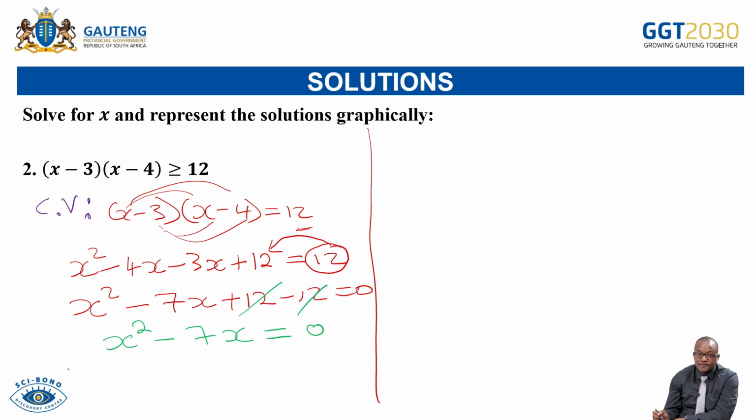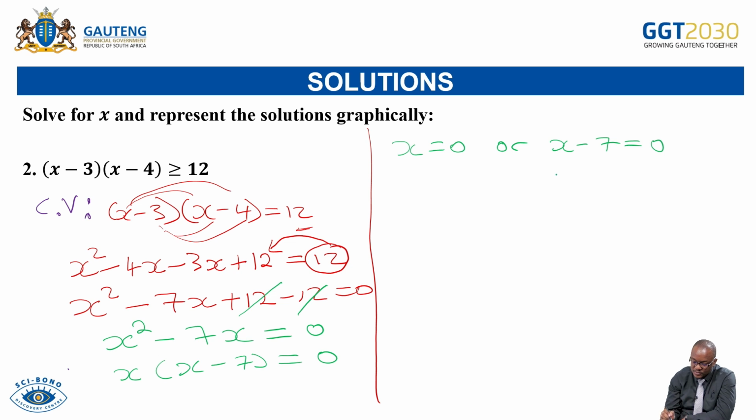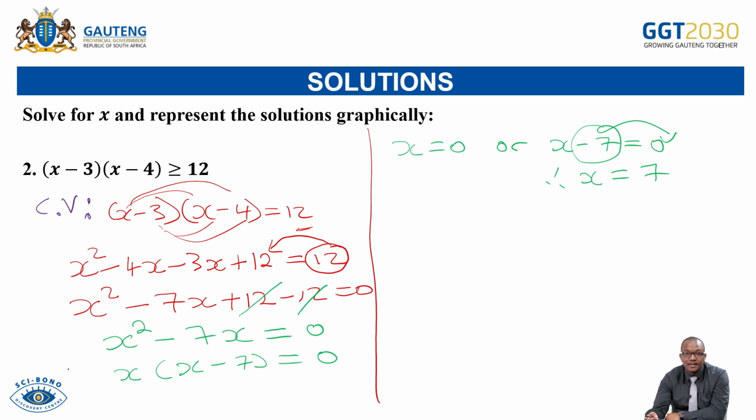From there we have two terms, so we take out x as a common factor. x times (x minus 7) is equal to 0. Then x is equal to 0, or x minus 7 is equal to 0. Therefore, x is equal to 7. When you transpose to the right hand side, it will be positive. So this is how you solve for these critical values.